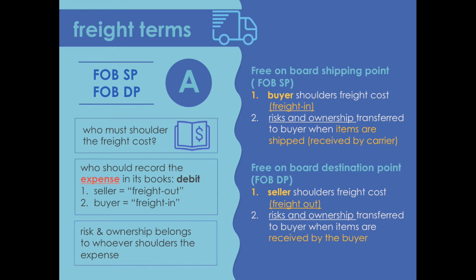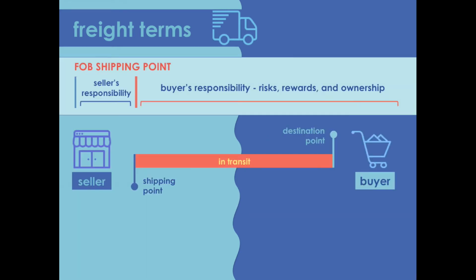Here we have an illustration. If the freight term is FOB shipping point, the buyer shoulders the freight. This means that the buyer is responsible for the goods from the point of shipment, once the carrier receives the goods, until it is transported to the buyer at the destination point. This means that the buyer owns the goods and is responsible for any losses during this period.